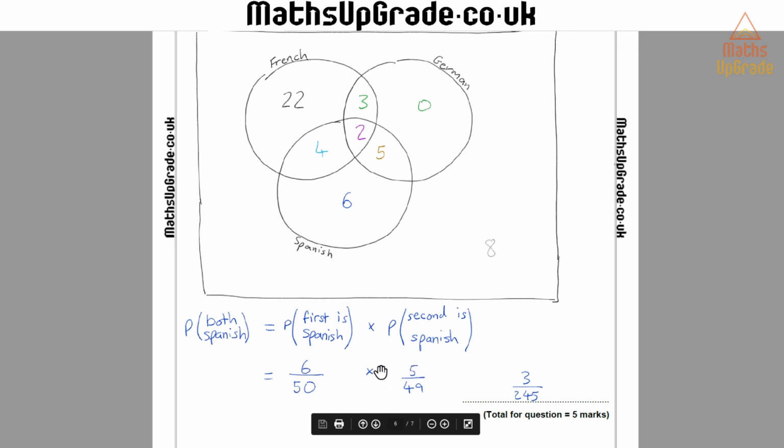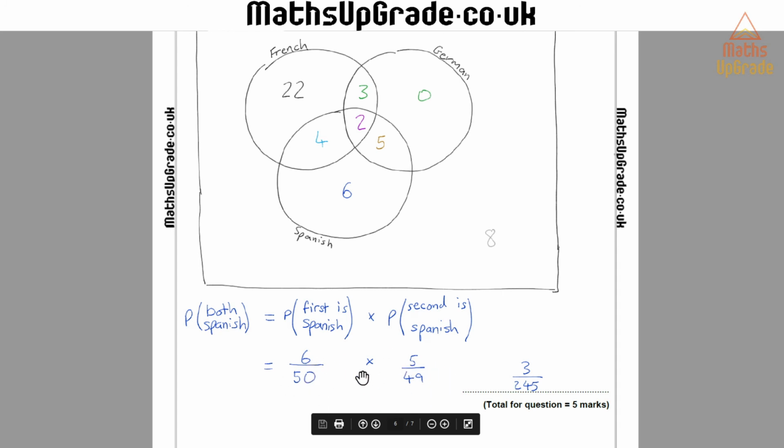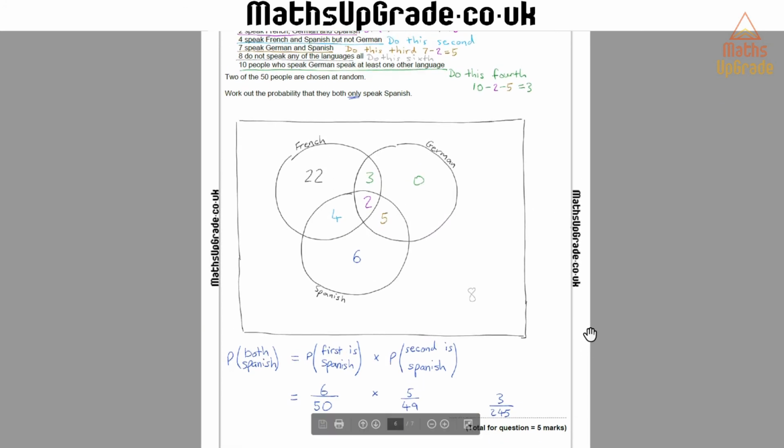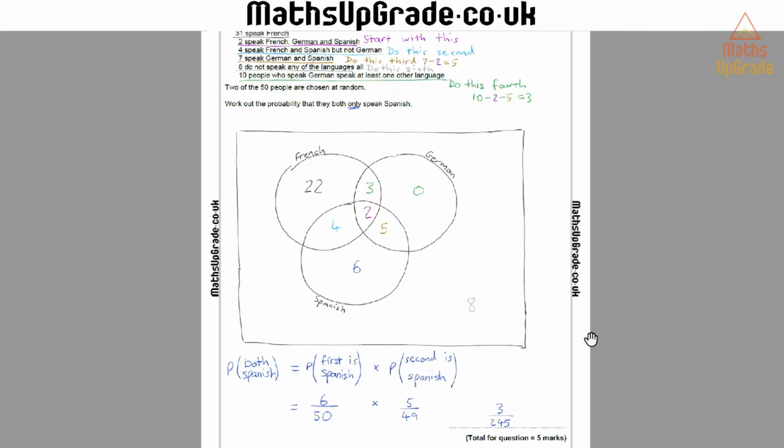If you're not sure where I've got this multiply from, or where I've got this probability equation from, make sure you check out my video on probability on this channel. When I multiply these together with the calculator and I cancel it down, I'll get 3 over 245. And that's 5 marks for that question. Be sure to view it again, and pause it if you need to go through exactly how I've done that question.